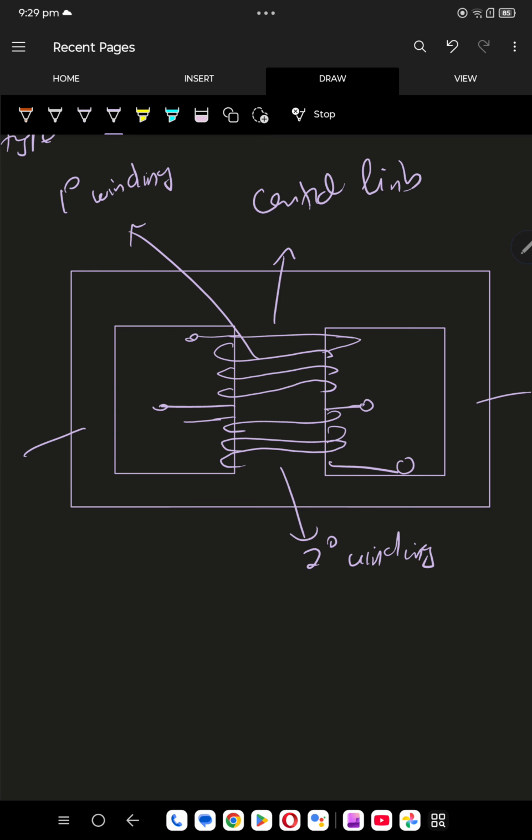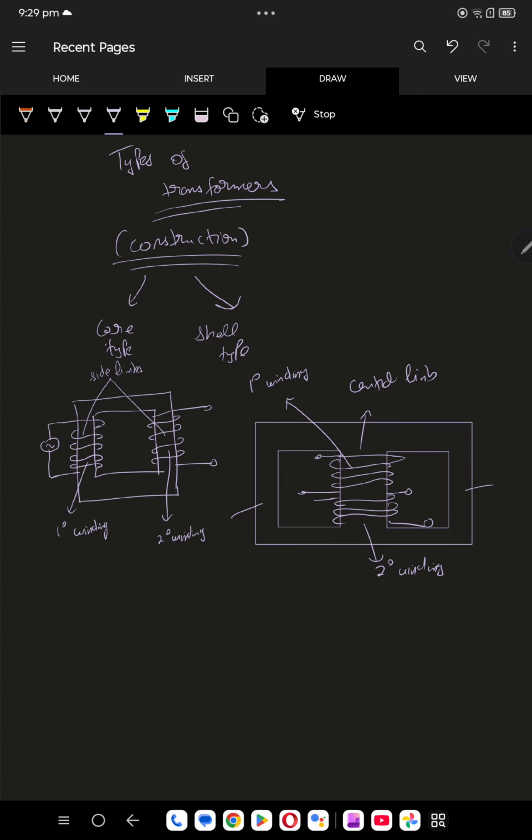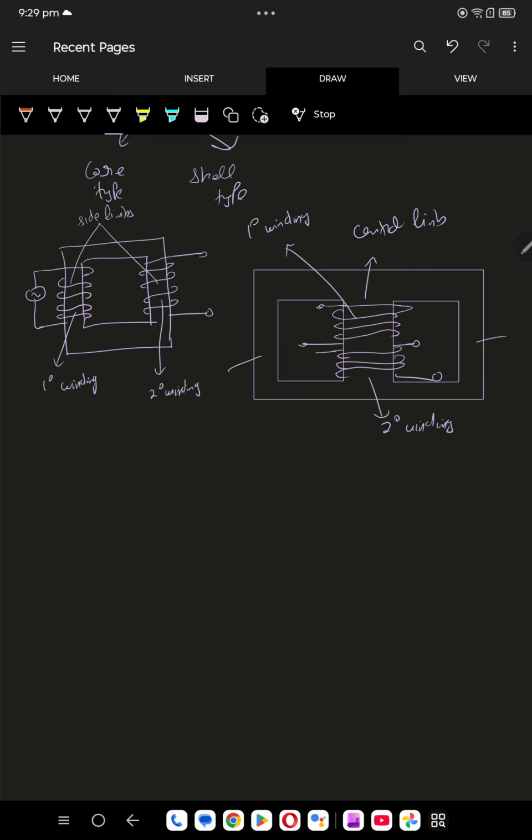Okay, now I'll start differentiating. We took a lot of time just for the diagram, but now we can go much faster. So in core type, you have two side limbs, and primary winding is on one side limb and secondary winding is done on the other side limb. In shell type, there are three limbs, two side limbs and one central limb, and both the primary and secondary winding is done on the central limb. That is the first point.